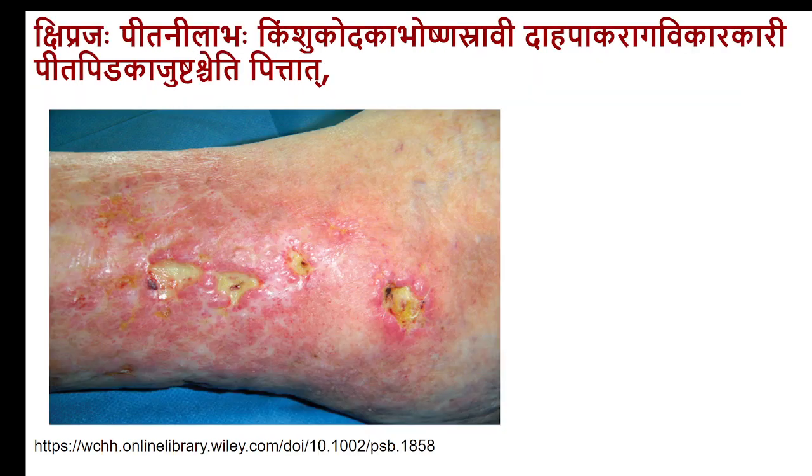Now, Pittaja Vrana: Shiprajaha, Pittanilabha, Kimshkodaka Abha, Ushnasravi, Dahapakaraga Vikarakari, Pita Pidaka Justasteti, Pittata. Due to the acute involvement of the Pitta, the whole course would be acute. The patient would have more clinical symptoms of sepsis, like raga, vikaraka, daha, burning sensation, and so on. So a febrile episode would be there.